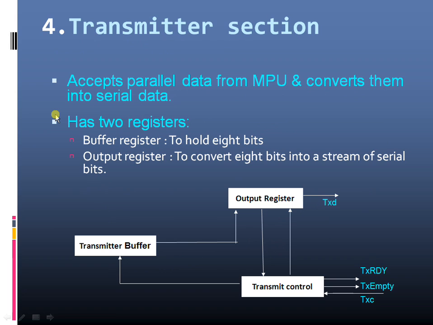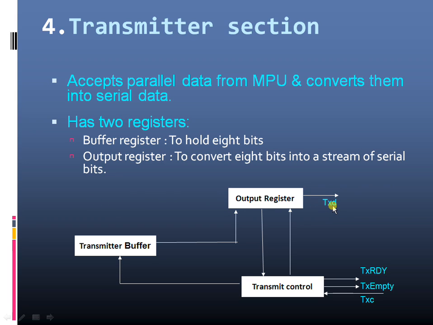Now let us see the transmitter section. What is actually present inside the transmitter section? There is one buffer register, one output register, and then a transmit control block. Whenever we want to transmit a character, that character must be placed inside this transmit buffer. Now that is shifted into the output register. This output register would be shifting bit by bit data with the help of this TXD pin.